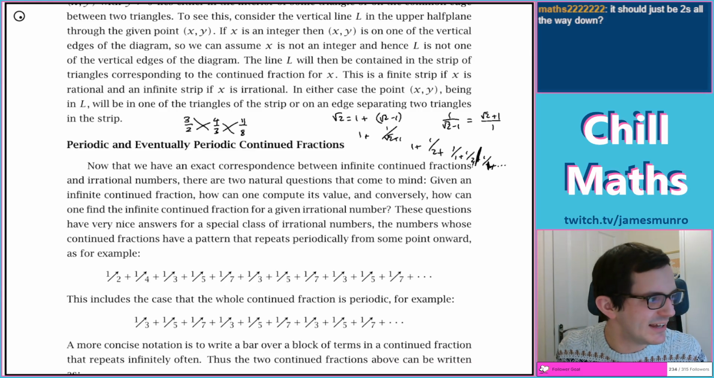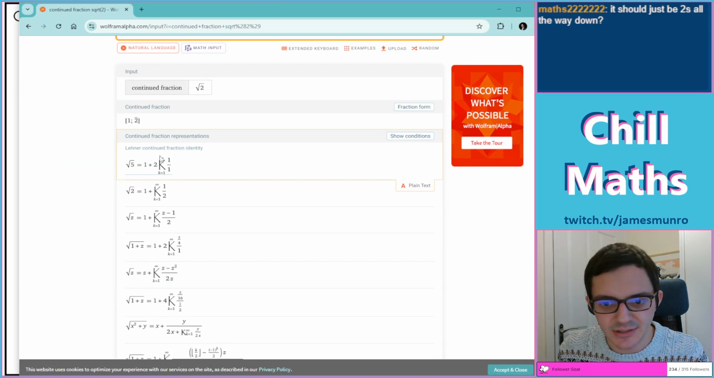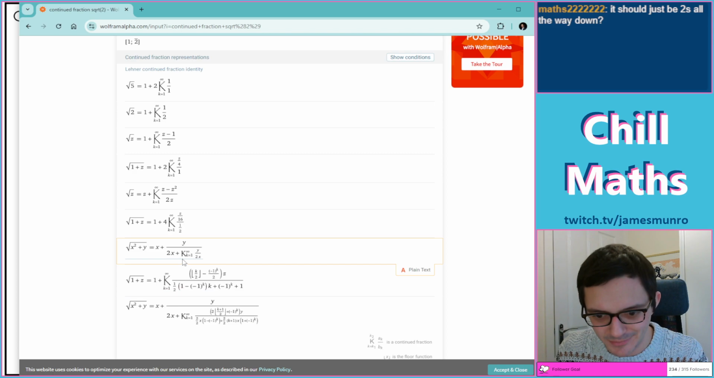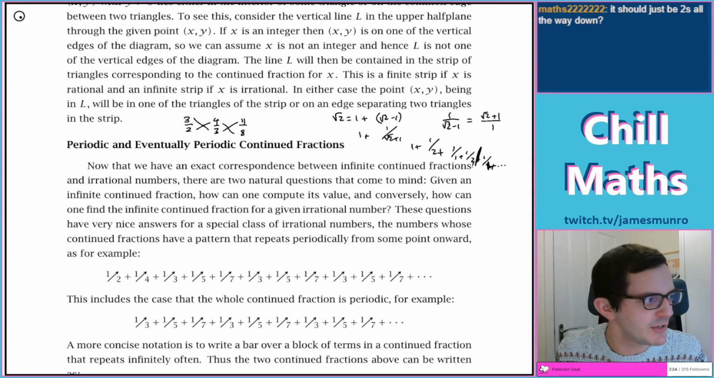Oh, I messed up. By the way, Wolfram Alpha has some notation for this, which I've never seen outside of Wolfram Alpha, which is this kind of large K. So goodness knows how this works. Look, maybe if you like Sigma notation, you'll also like big K notation. It is 2s all the way down. Okay, so my continued fractions are incorrect.